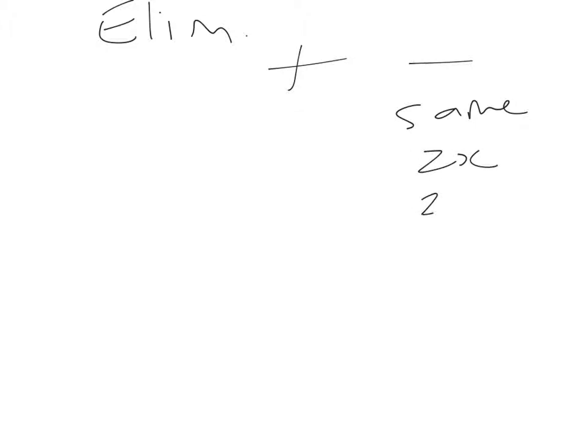Okay, so for the elimination method, you're either adding the equations together or you're taking them away. Depends on the equation, depends on the question. So you take them away if they're the same. So if we've got, say, 2x and 2x lining up on top of each other, and if they're different signs, say we had minus 2x and 2x, we add them together.